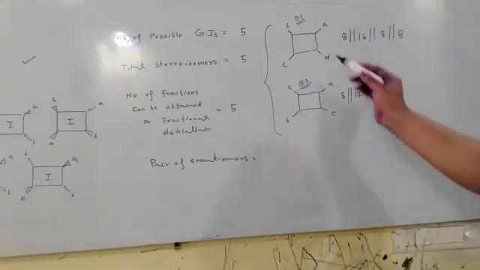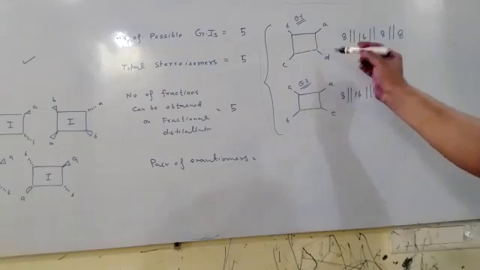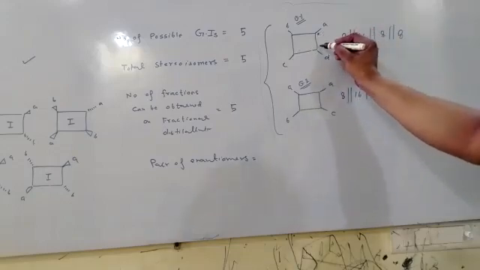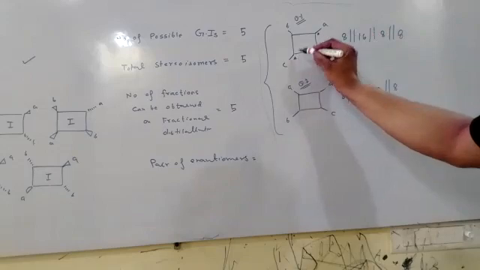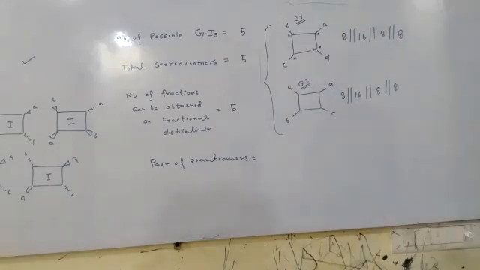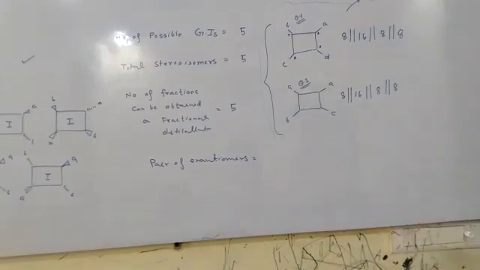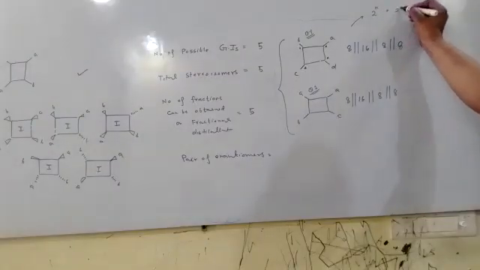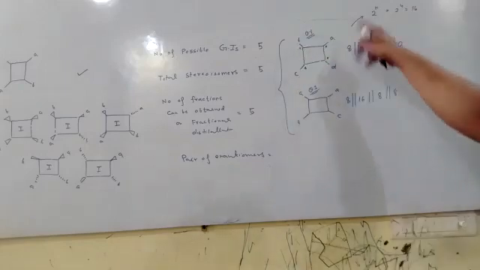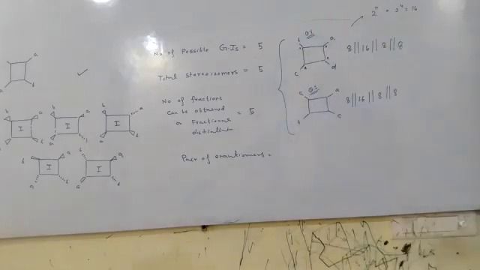So basically, in case of A, B, C, D, there are four chiral centers, correct? If there are four chiral centers and the molecule is dissymmetric, then the total number of stereoisomers will be 2 to the power n. So the total isomers will be 2 to the power 4, that is 16. And obviously, because of this dissymmetry, all will be optically active.